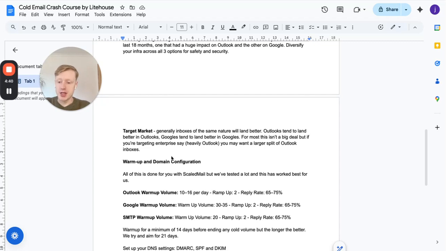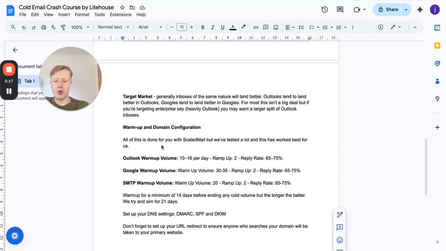And the third thing, obviously, is your target market. And so generally, I would go for quite an even split. But in some cases, for example, if you're targeting enterprise companies, they tend to be very heavily on Outlook. And so it tends to be on average that Google inboxes will inbox better with other Google inboxes, Outlook better with other Outlooks. And so, if you're targeting enterprise or a target market that is very heavily Outlook, you probably want more Outlooks in your split. So maybe like 60% Outlooks, 30% Google's, 10% SMTP or whatever it is.